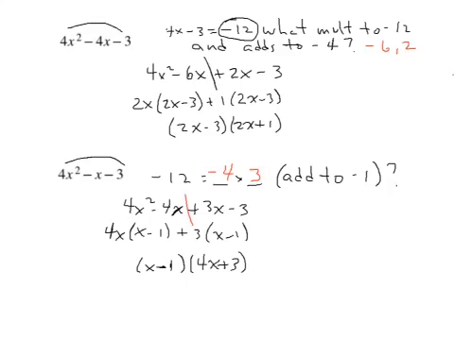You'll notice I multiplied the first and last terms in both cases to get negative 12. In the first question, I needed to find two numbers that added to negative 4, which would be negative 6 and 2. I replaced that in the middle term. I divided into two groups. I factored out the greatest common factor of each group.